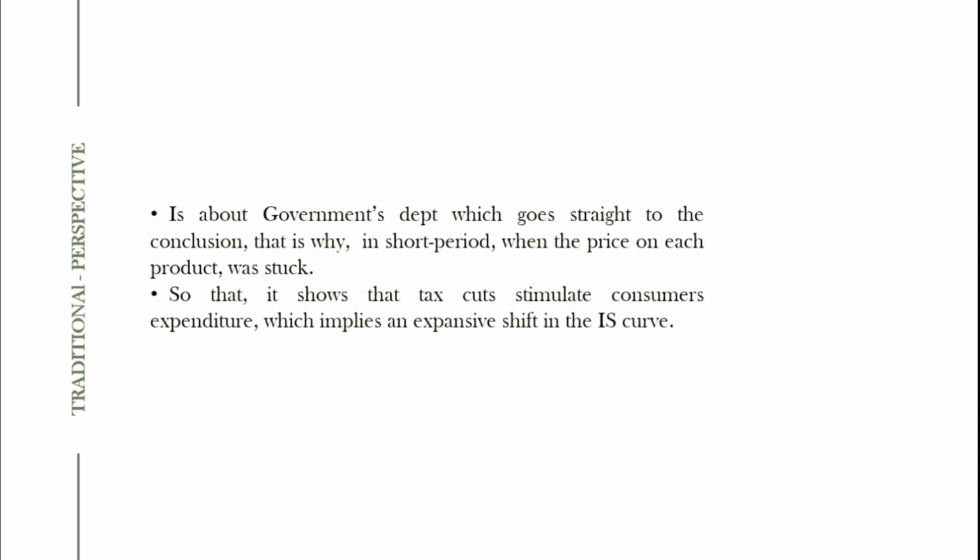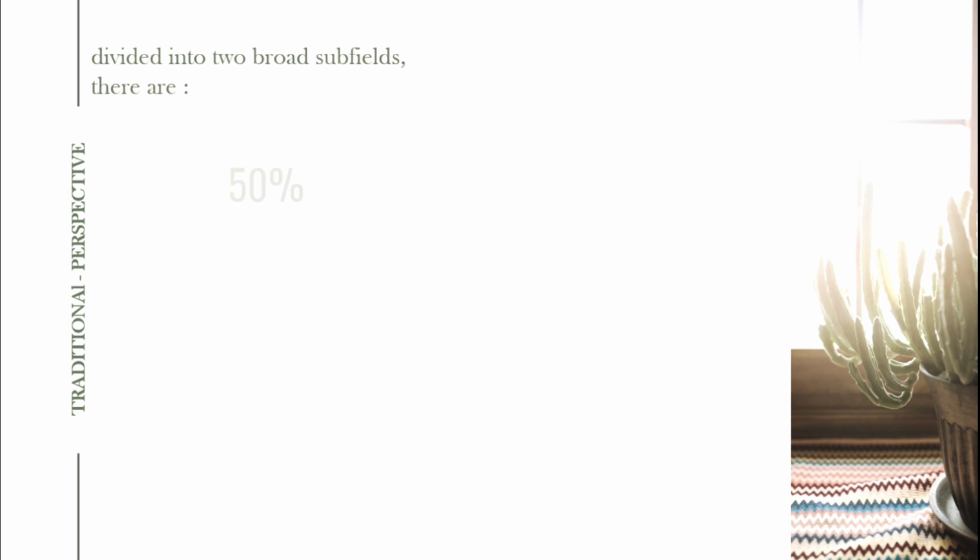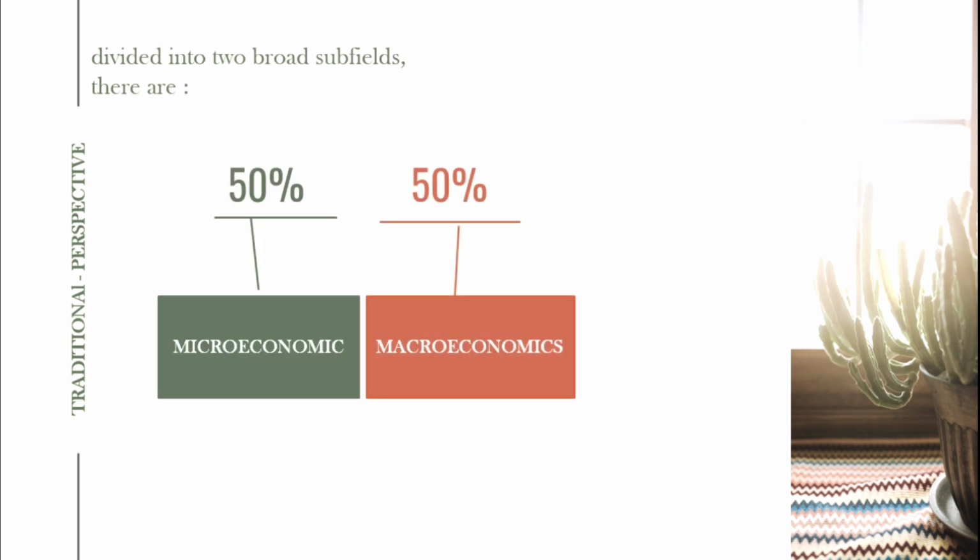The traditional perspective on government debt concludes that, in a short period, when prices are sticky, tax cuts stimulate consumer expenditure, which implies an expansionary shift in the IS curve. The first point: the traditional perspective itself is divided into two broad subfields. The first one is microeconomics and the second one is macroeconomics.